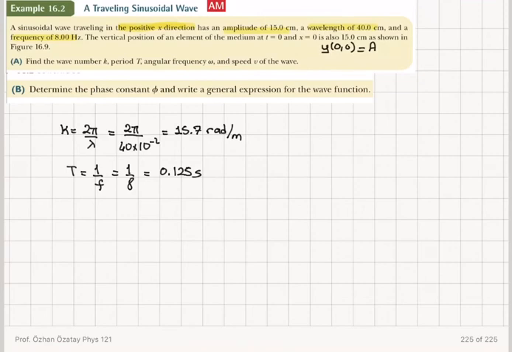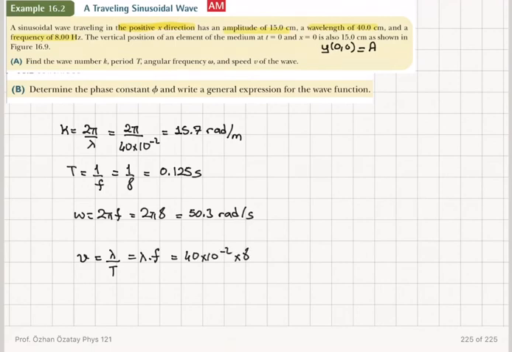Next, angular frequency is 2 pi times the frequency, or 2 pi divided by the period, 2 pi times 8, so this will be 50.3 radians per second. The speed of the wave is its wavelength divided by its period, or lambda times the frequency. The wavelength is 40 centimeters, so I have 40 times 10 to the minus 2 times 8. This is going to give me 3.2 meters per second.